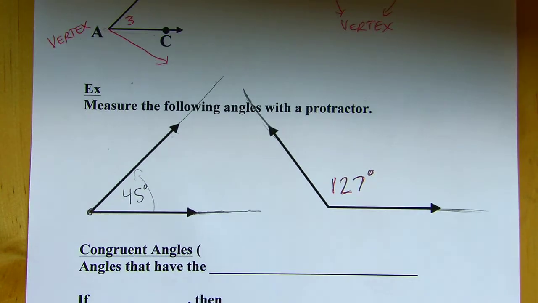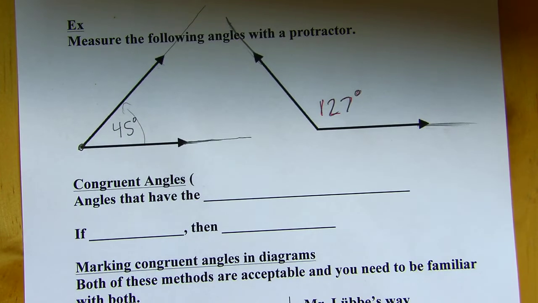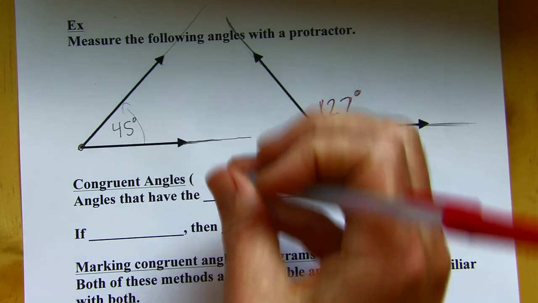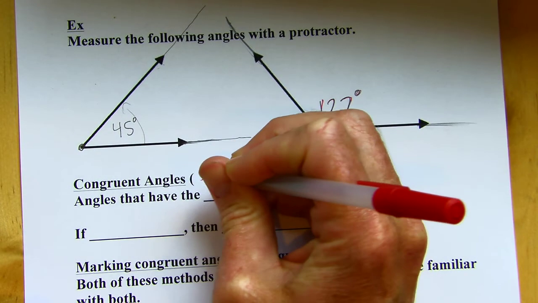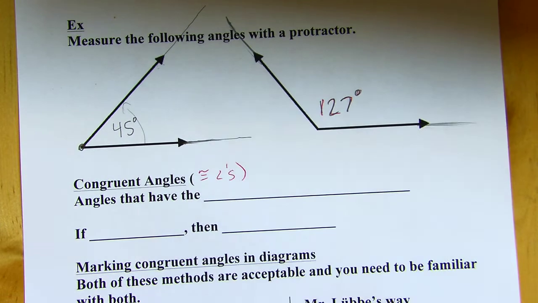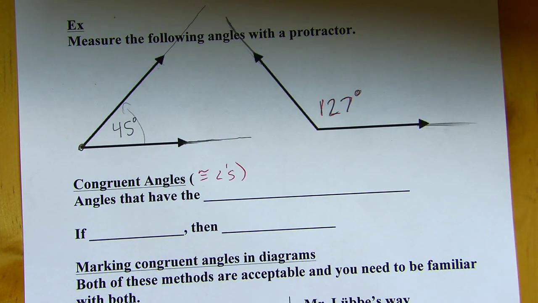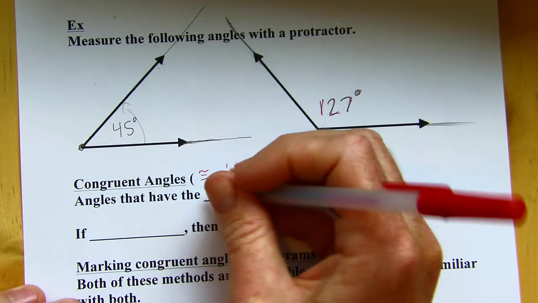All right. Don't worry if you don't have one at home again. All right. Congruent angles. So often I'll use these kind of symbols to say congruent angles. So congruent segments have the same length, the same measure. Congruent angles also have the same measure.